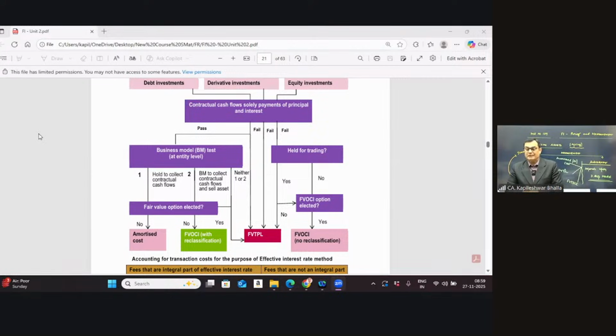You can see some very interesting inputs like debt investments, derivative investments, equity investments. This is what I'm going to convert into a three-step model. So we need a lot of time, in fact, to work upon this. But you can see that in the end of the chart, there is something like amortized cost, there is something like fair value through OCI, it says with reclassification or no reclassification, and there is FVTPL. So we need to look at those permutation combinations. Don't get scared looking at this chart. This is what we're going to work upon, and we will convert it into a three-step model later.